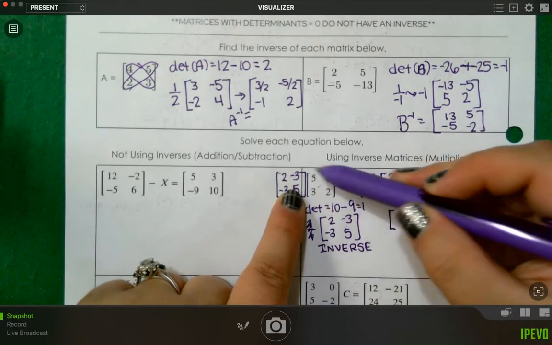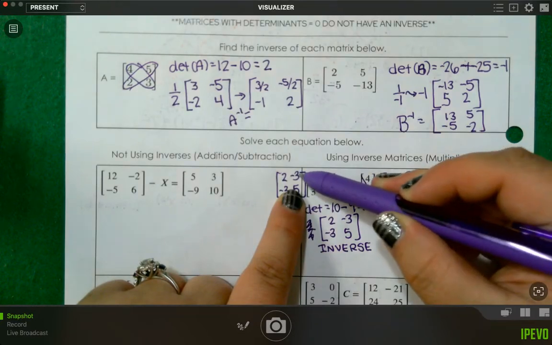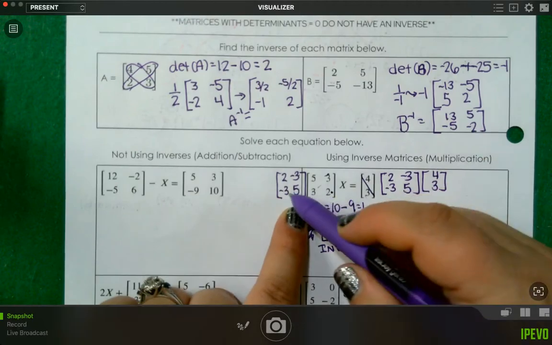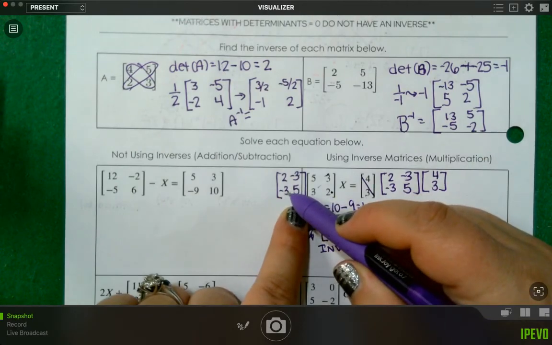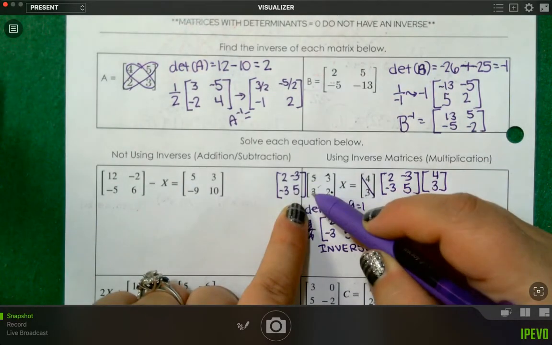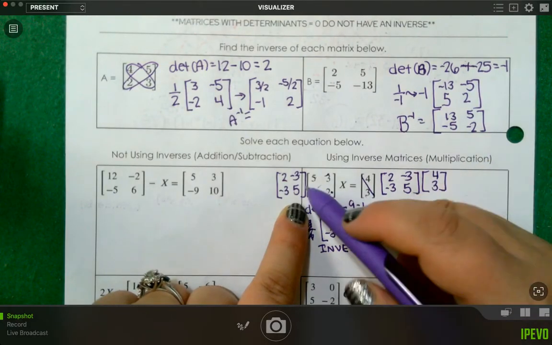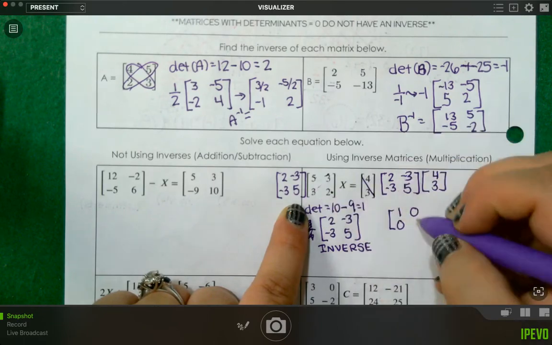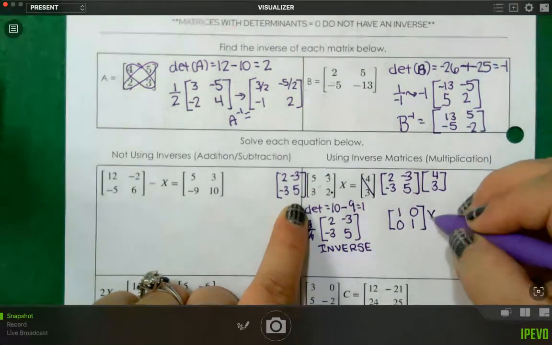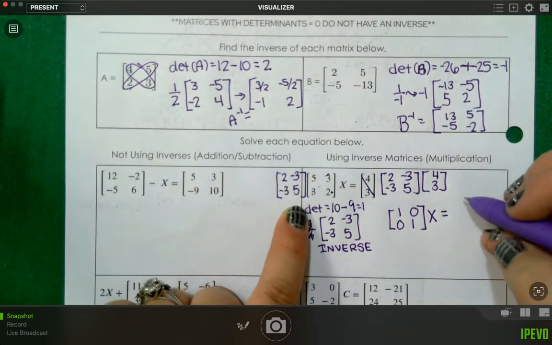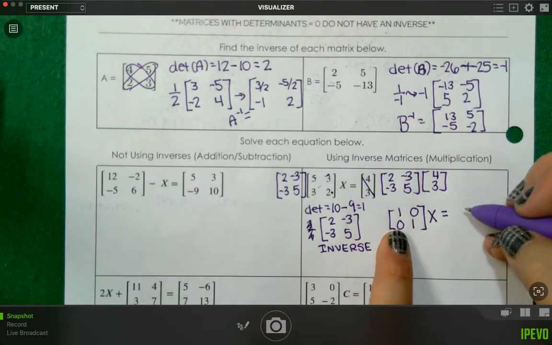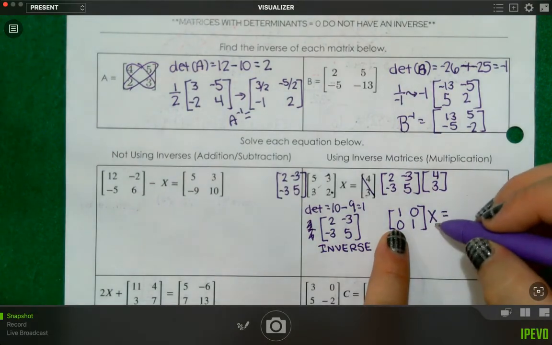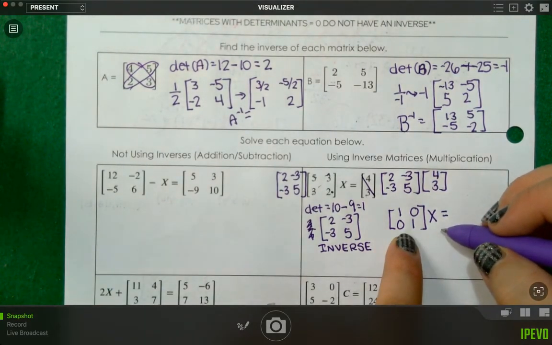6 minus 6 is 0. Negative 15 plus 15 is 0. And negative 9 plus 10 is 1. And that should always happen. This is the matrix equivalent of having a coefficient of 1. Okay, it's not going to change anything about x. It pretty much might as well not be there.